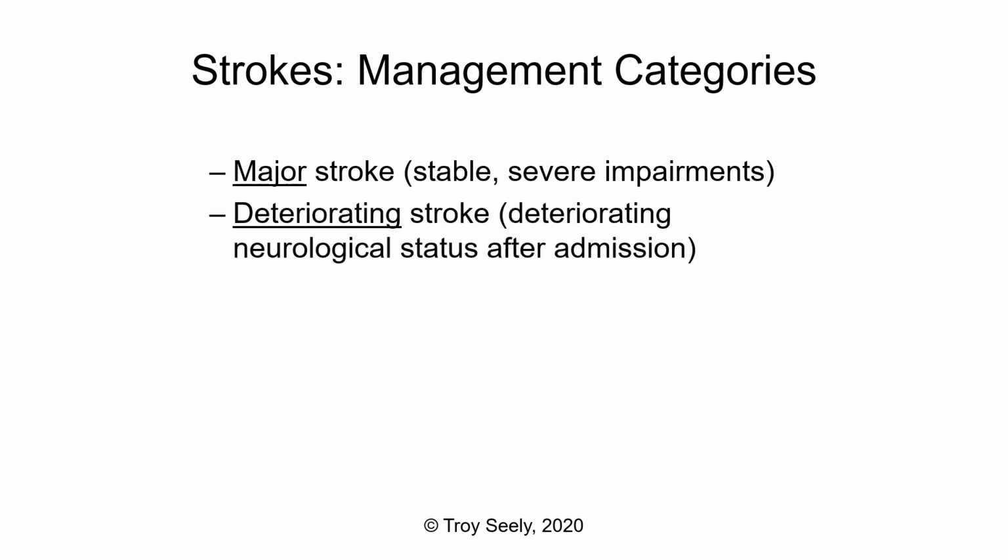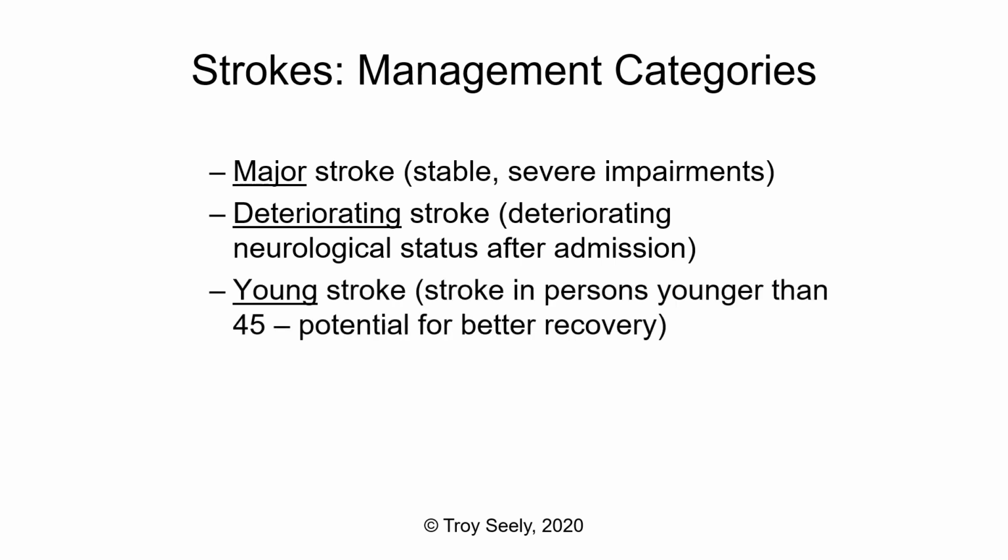An individual who has a deteriorating stroke, unfortunately, is presenting with deterioration of neurologic status after admission. There's a particular level of involvement post-stroke, and now some of these clinical findings are getting worse over time. There is such a term as a young stroke, where a stroke has occurred in a person younger than 45 years of age. That individual actually has the potential for better recovery because of their age. And also, there's a presentation of a transient ischemic attack, and we've talked about that in previous slides, and we're touching on it now. The short form for this would be TIA.